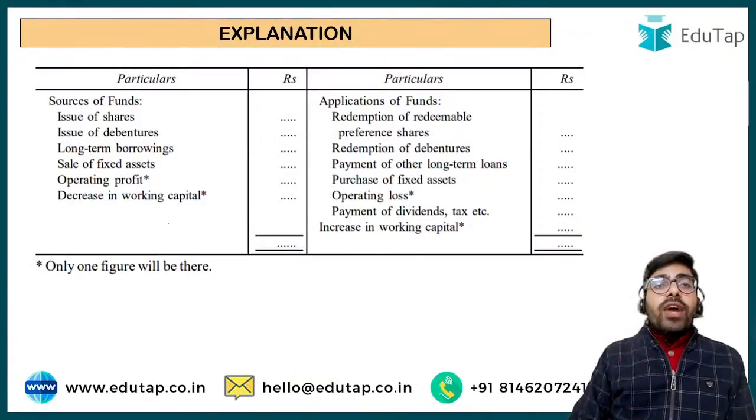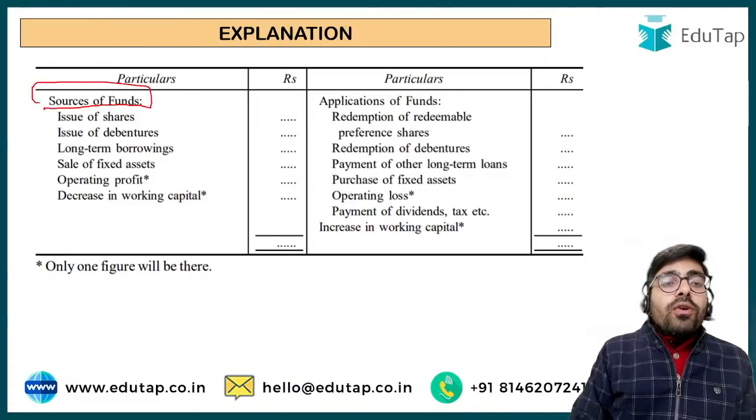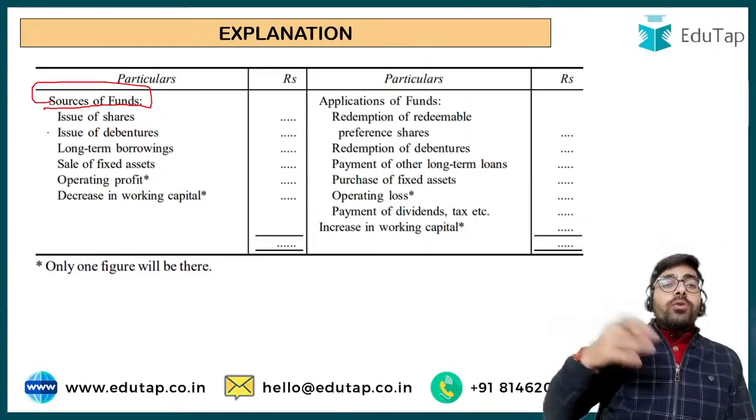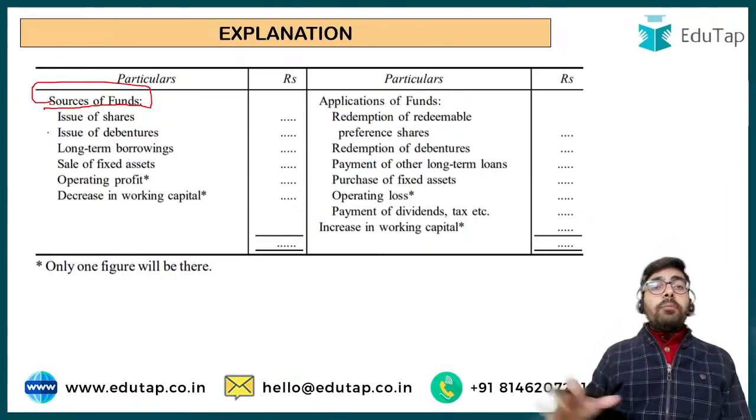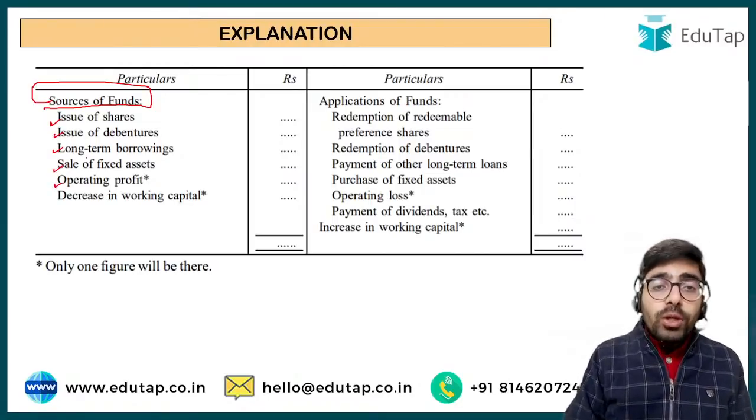So this is how the fund flow statement looks. On one side we have the sources of fund. We are going to mention all those transactions from which we are going to get money, working capital, current assets. So issue of shares, debentures, long-term borrowing, sale of fixed assets, operating profits are going to come here.